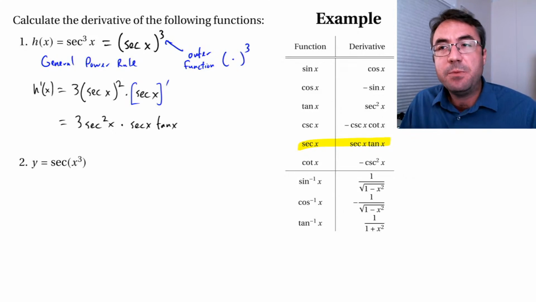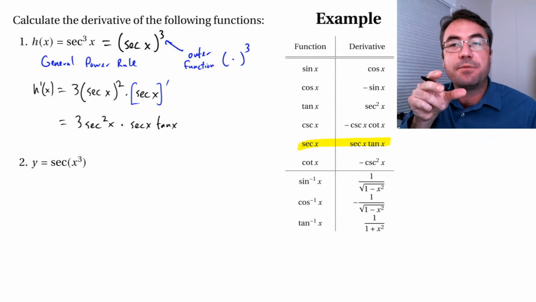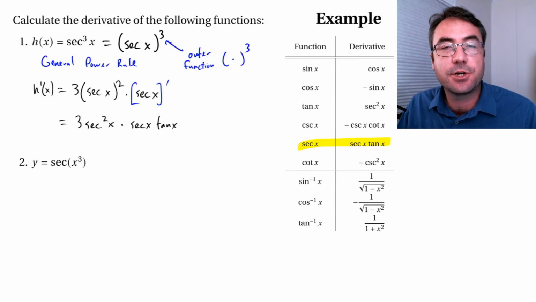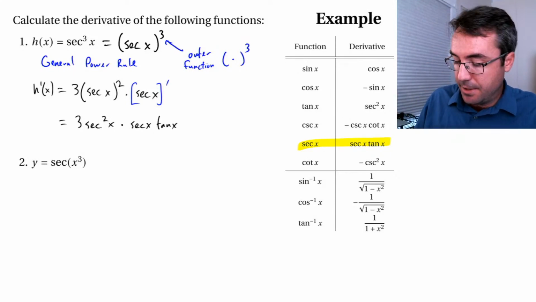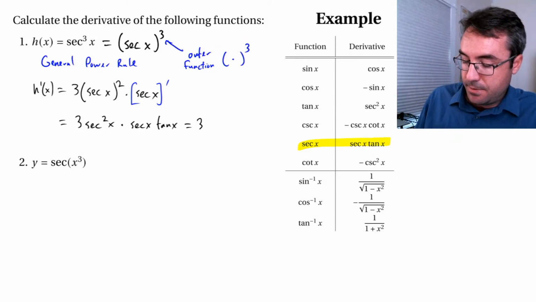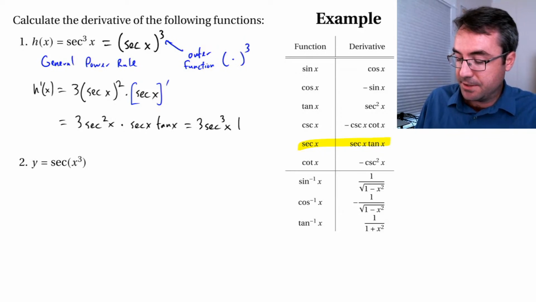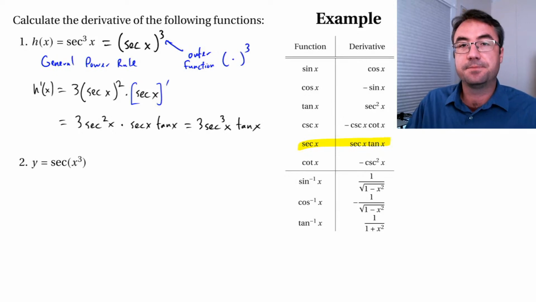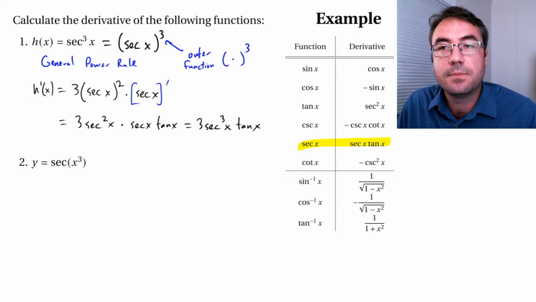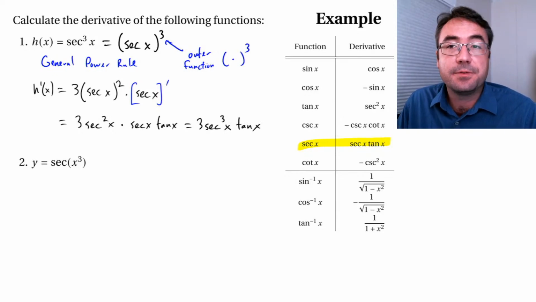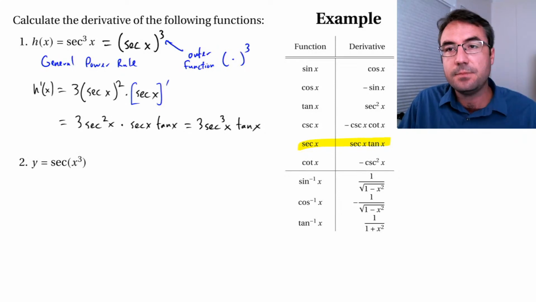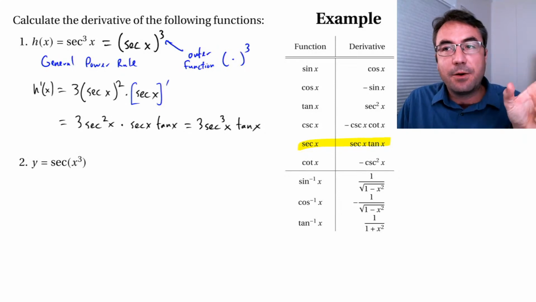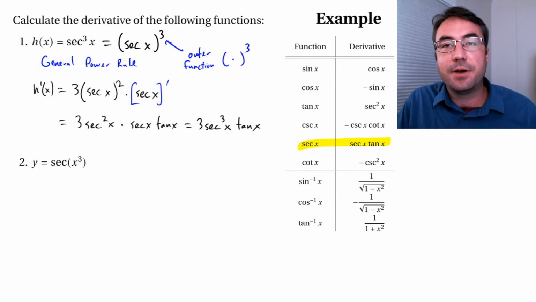And then maybe we clean it up. So we have 3 secant x terms that we're multiplying together there. So we can simplify that to just 3 times secant cubed x times tan x. And that's our derivative. So again, derivative of the power function times derivative of the inner function.